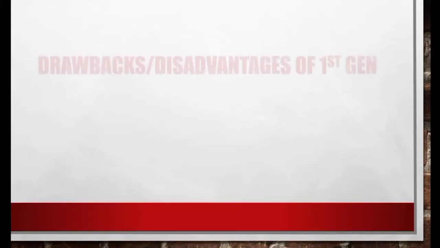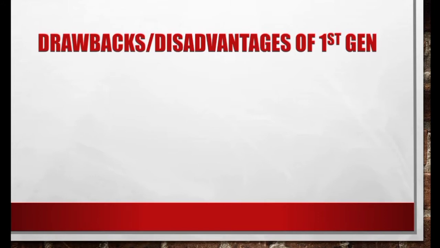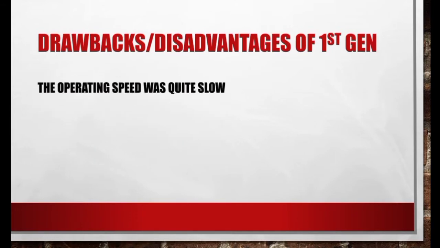So that's the first generation. Before we check the features, we'll check the disadvantages, or drawbacks. What were the main disadvantages they encountered during the use of those computers? You notice that the operating speed was quite slow. Not like today, whereby you press and you just search everything, or do tasks on computers at very high speed. No, during the first generation, the operating speed was quite slow.